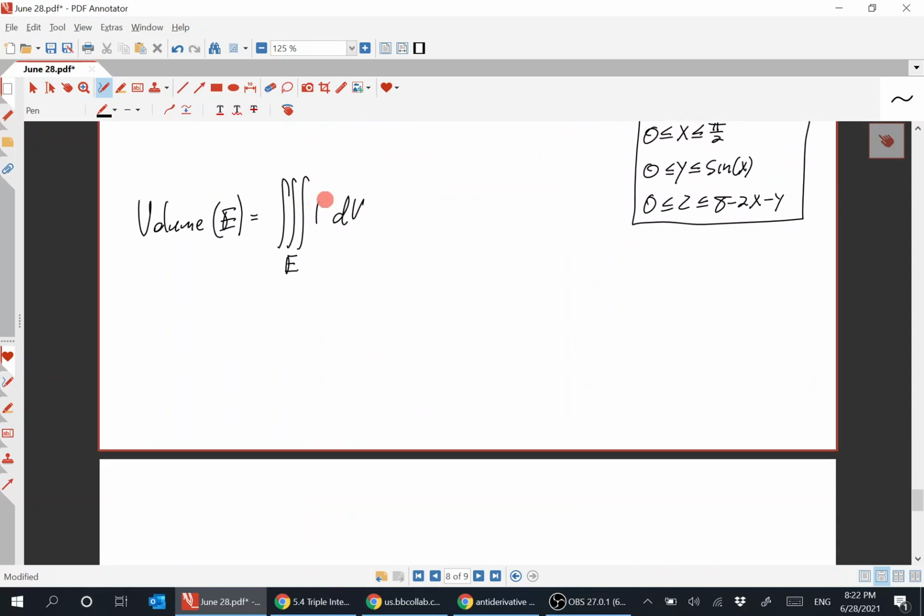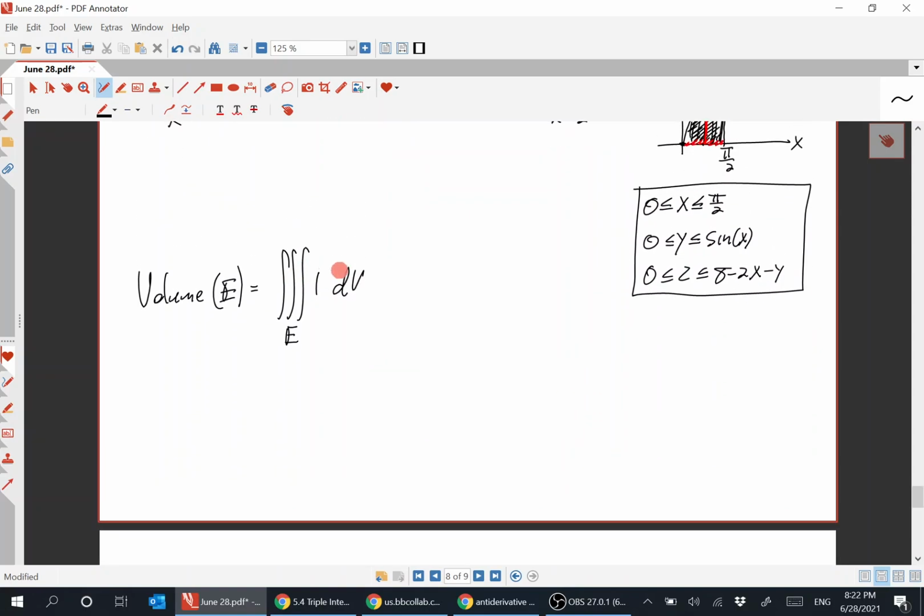But conceptually, it's nice to know this, right? That the volume is just the integral of 1. So the thing of constant density 1 has mass 1 times the volume, right? If you have density 1 throughout, then the total mass is just 1 times the volume, which is just volume.